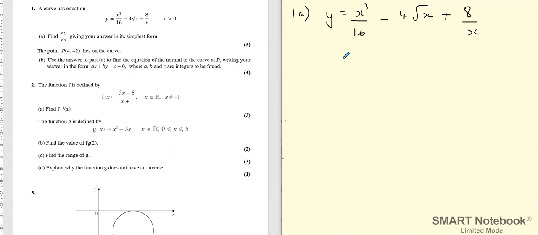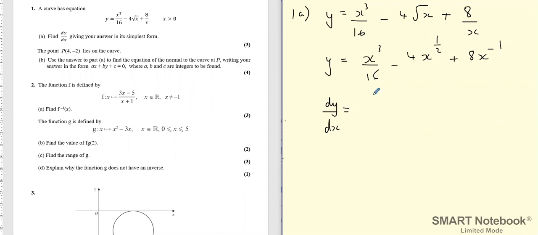Now, before we can do that, it's a good idea to put everything in index form. So x cubed over 16 is fine. That's already in index form. Minus 4 square root of x is minus 4x to the power of a half. And 8 over x is the same as saying 8x to the power of minus 1. So my first step would have been to put it into index form, and then I can differentiate that.